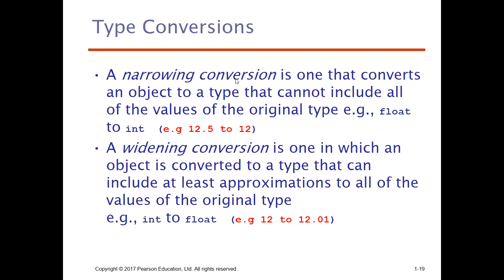Widening conversion, on the other hand, is one in which an object is converted to a type that can at least approximate all of the values of the original type. So it could be the same value or more than the value. It's called widening conversion. For example, an integer converted to a floating point might end up as the same value or bigger than the original value.